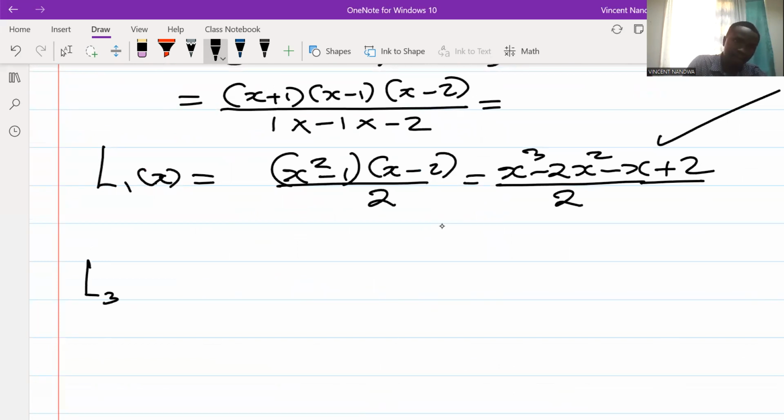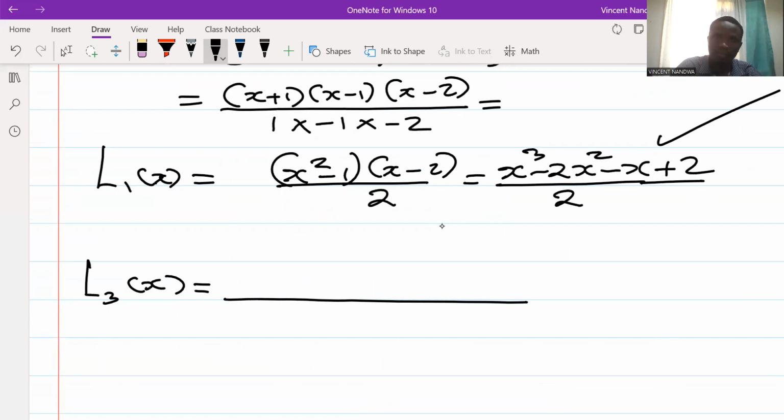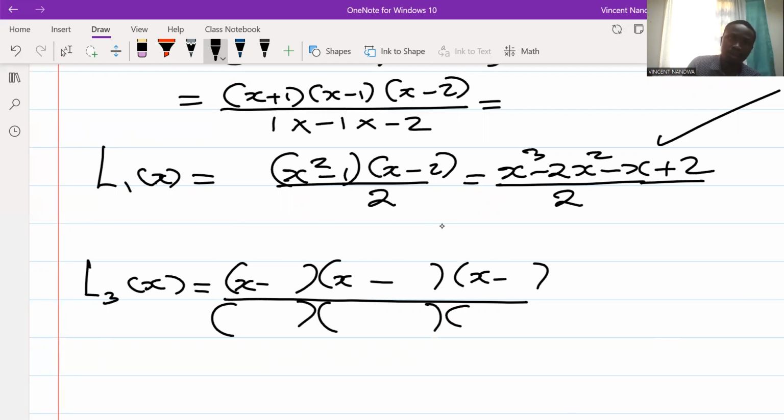Then let's define L3. L3 of x will be given by, so how many brackets do I need in the numerator? 3, because we are still dealing with a polynomial of degree 3. So you expect to have 3 brackets, each starting with x. So you have x minus, x minus, and x minus. Then if you have 3 brackets in the numerator, by default the denominator must also have 3. And the first value in each bracket in the denominator, since I'm defining L3, becomes x3 minus, x3 minus, x3 minus.